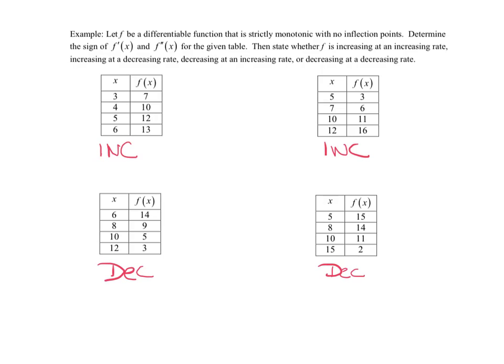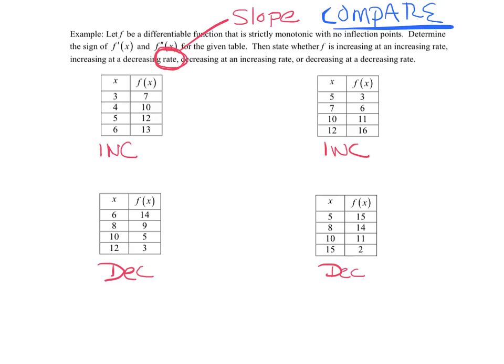Now the question is, am I increasing at an increasing rate or a decreasing rate? Again, don't let that word rate scare you. When you see that 4-letter R word rate, it's just telling you to look at the slope. Now, you can't just do one slope and know if you're increasing or decreasing. You have to compare the slopes. Alright, so our goal is to compare the slopes to determine whether they're increasing at an increasing rate or at a decreasing rate.